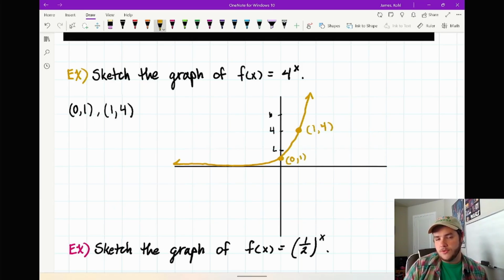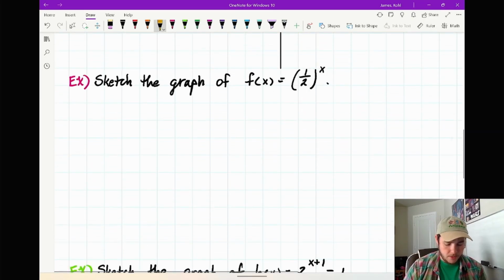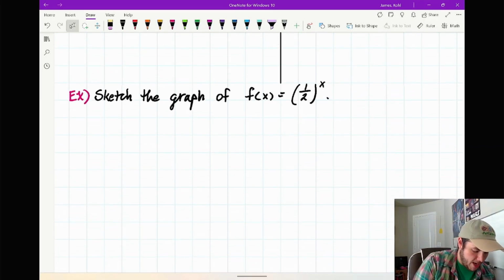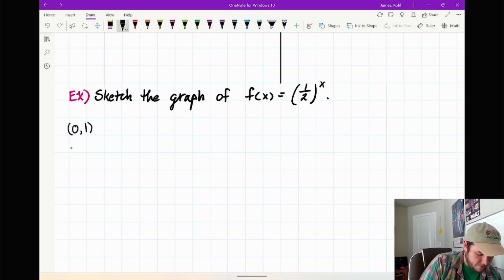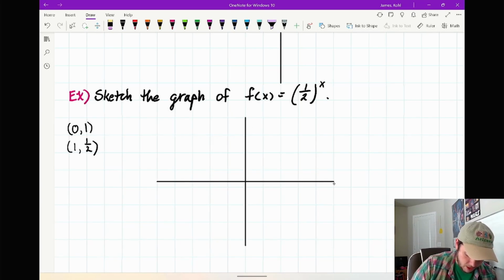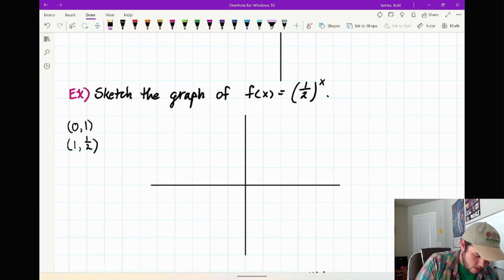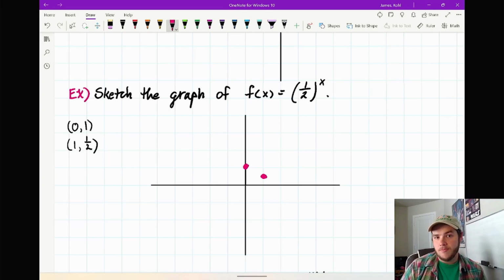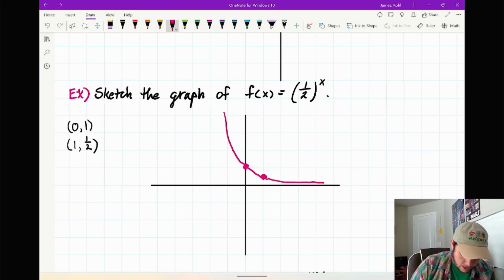In the next problem, you'll notice that my base is between 0 and 1. So this is what we call an exponential decay model. So I know that 0, 1 is on the graph. I also know that 1, the base is on the graph. So let's plot those points on my coordinate axes. Here is 0, 1. Here is 1, 1/2. With exponential decay models, it looks like an airplane coming in for a landing. Like this.